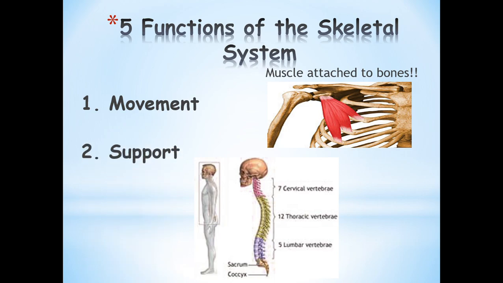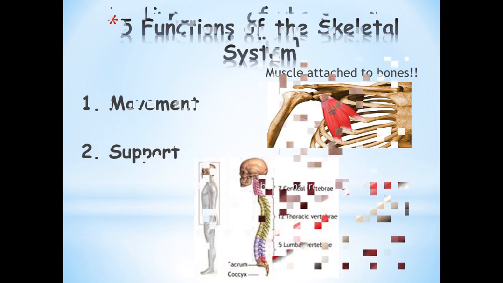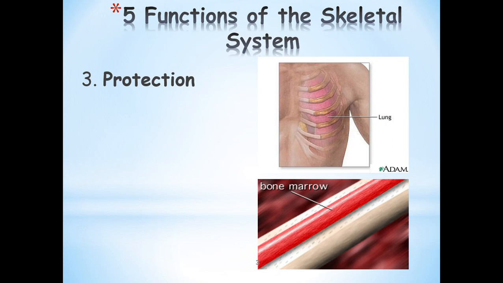Another is support. The skeleton is the framework of the body. It supports the softer tissues and provides points of attachment for most skeletal muscles. Another one is protection. The skeleton provides mechanical protection for many of the body's internal organs, reducing the risk of injury to them.